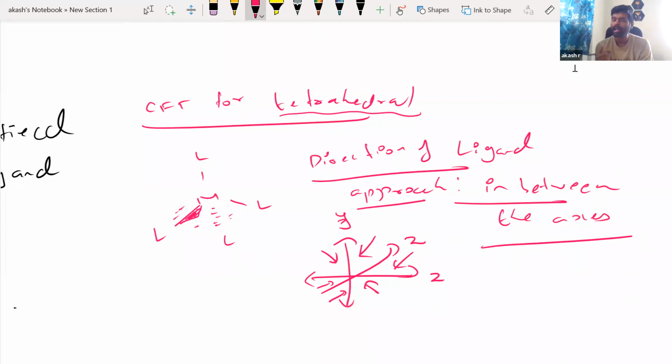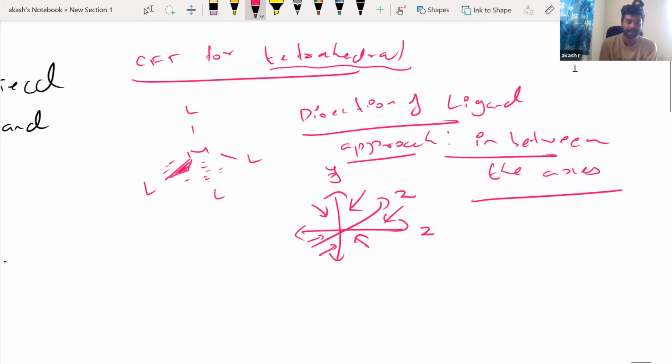Now, can I expect the exactly opposite splitting as in the case of octahedral complexes? Because there the direction of ligand approach was along the XYZ axis, but in tetrahedral complexes it is going to be in between the axis. So whichever of the d orbitals have lobes pointed in between the axis will suffer more repulsion now, is it not? So again, we know the shapes.